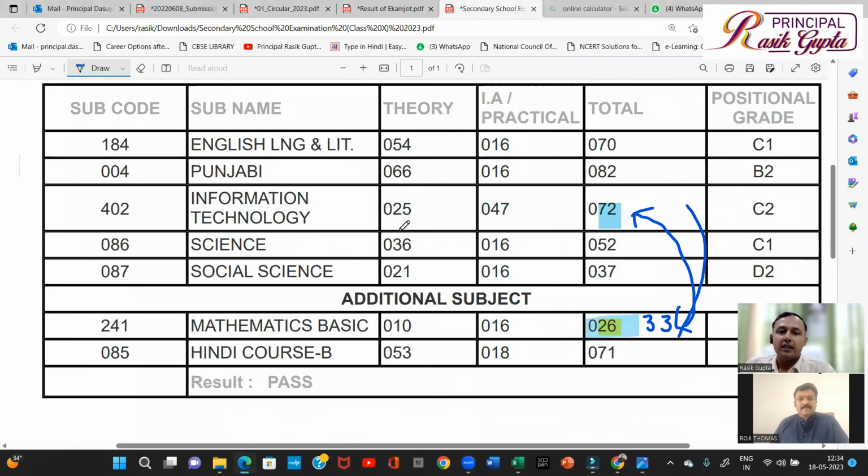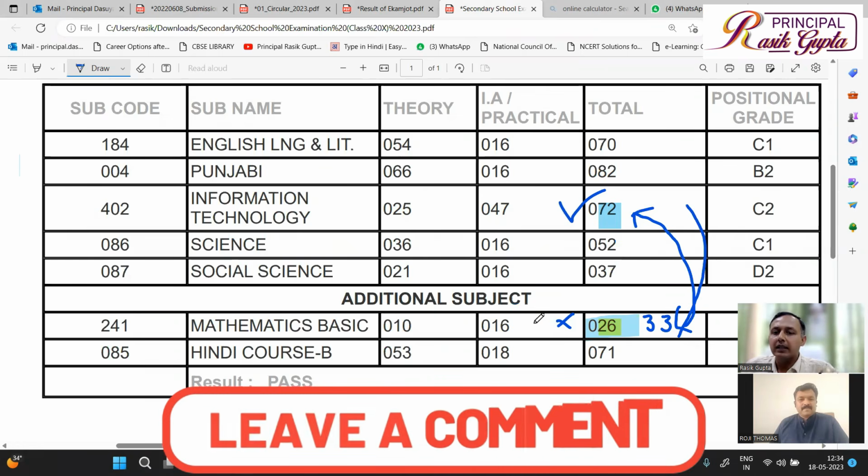This one. Suppose I am offering a concession for 90%. A student has failed in mathematics and passed in information technology. Based on that, his percentage is 90%. Still, I have the right to deny that concession for the sake of uniformity.